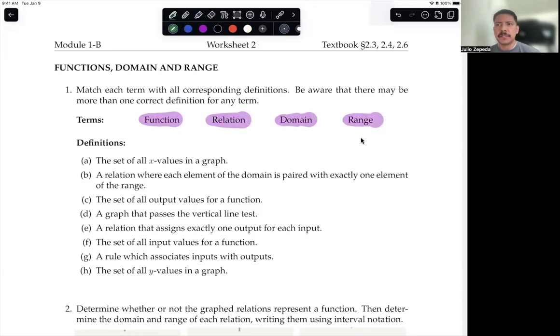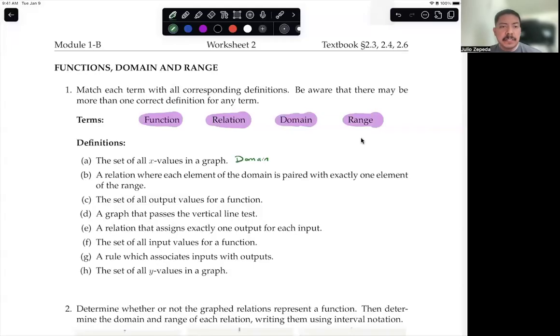And we'll try to keep this video short so we won't go into too much detail, but let's go ahead and just go through A, B, C, and D, and so on. So A, the set of all x values in a graph. That is the domain. The set of all x values in a graph, and I'll show an example of that in just a moment.